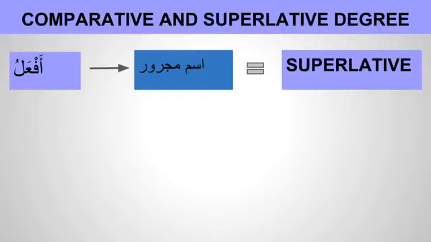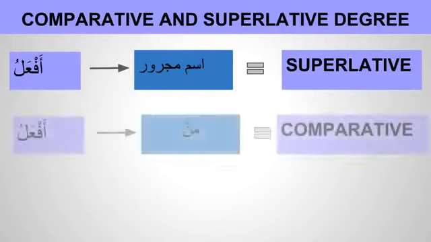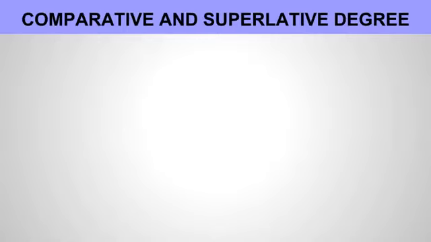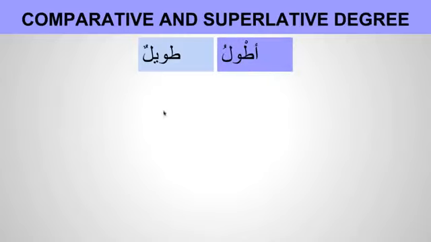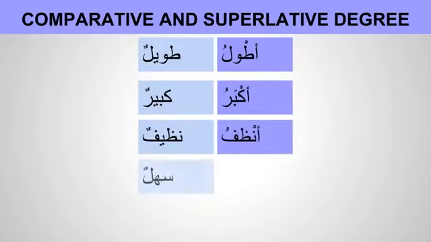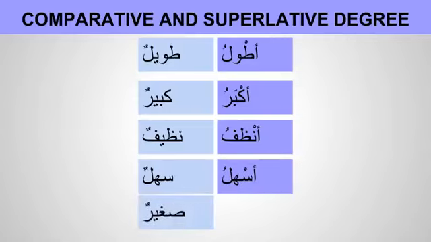Just to catch up, af'alu followed by an ism majroor is superlative, and af'alu followed by min is comparative. We're going to do some examples: tawilun becomes atwalu, kabirun becomes akbaru, nadifun, which means clean, becomes anzafu, the cleanest, sahlun, easy, becomes ashalu, the easiest, saghirun, small, becomes asgharu, the smallest.